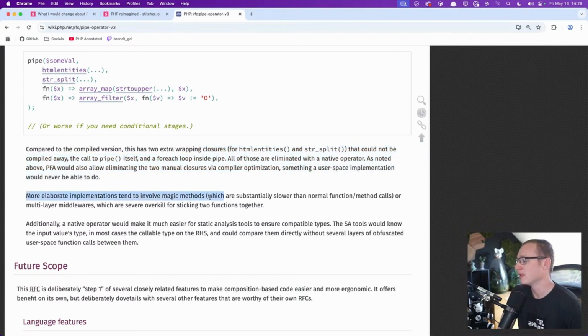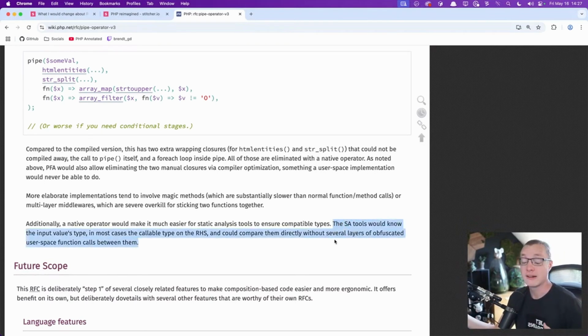More elaborate implementations tend to involve magic methods or multi-layer middlewares, which are a severe overkill for sticking 2 functions together. Absolutely right. Additionally, a native operator would make it much easier for static analysis tools. Oh, also a good argument. Performance, static analysis. And I'm here with my arguments. You know, developers just like it. I think that's a really good argument, by the way.